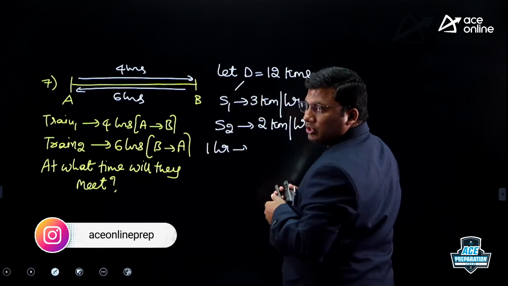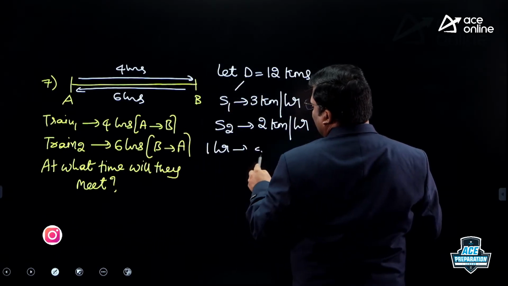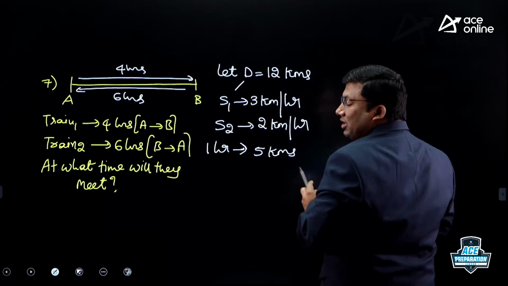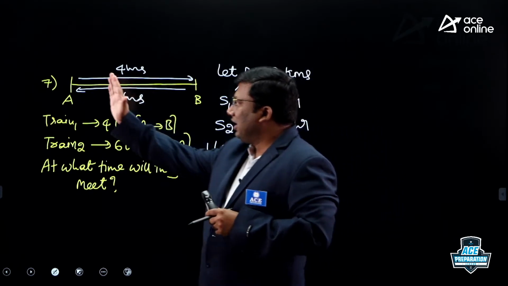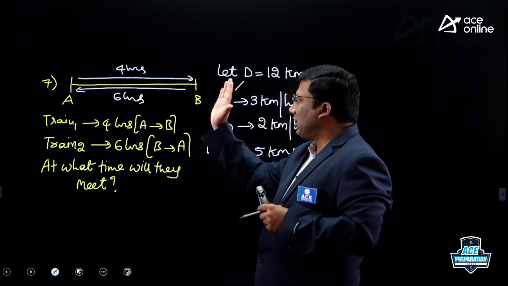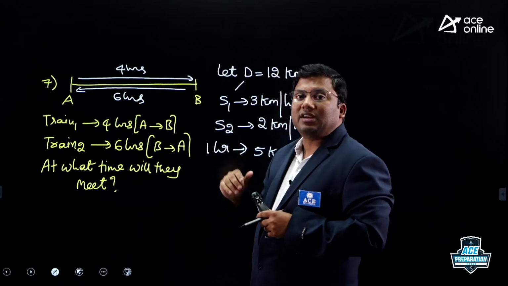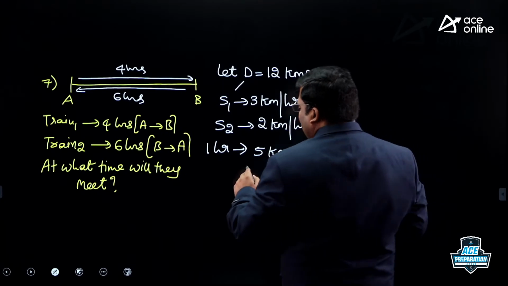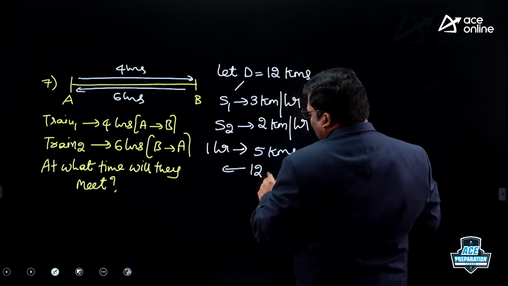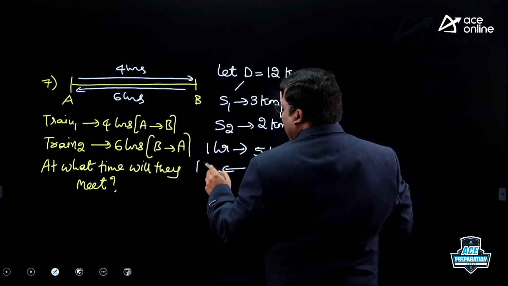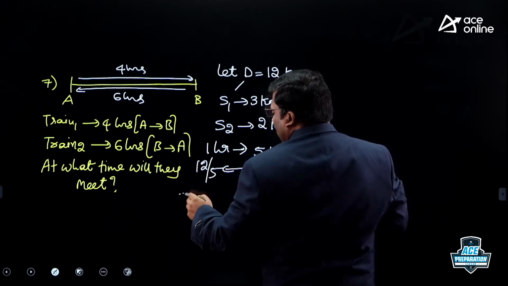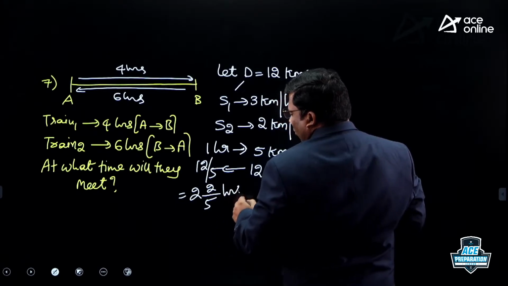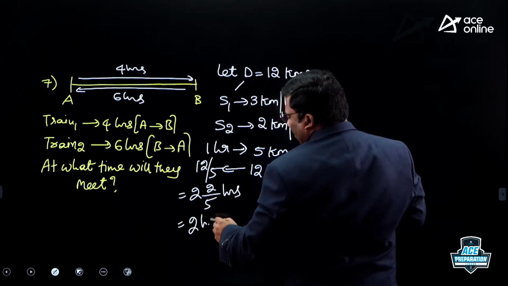The other travels 2 kilometers. That means both of them travel how much? 5 kilometers. In 1 hour, he will travel 3 kilometers, and in 1 hour, he will travel 2 kilometers. Total 5 kilometers. But what is the distance I require? 12 kilometers. So this will be 12 by 5, which is 2 and 2 by 5 hours.